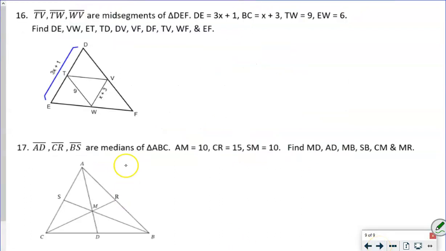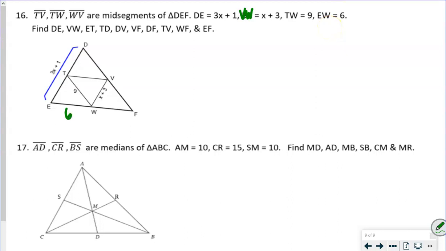All right, here's our last two. It says TV, TW, and WV are midsegments of triangle DEF. DE is 3x plus 1. BC, actually, this should be VW, y'all. VW. I don't know why that said BC. VW is x plus 3. TW is equal to 9. EW is equal to 6.